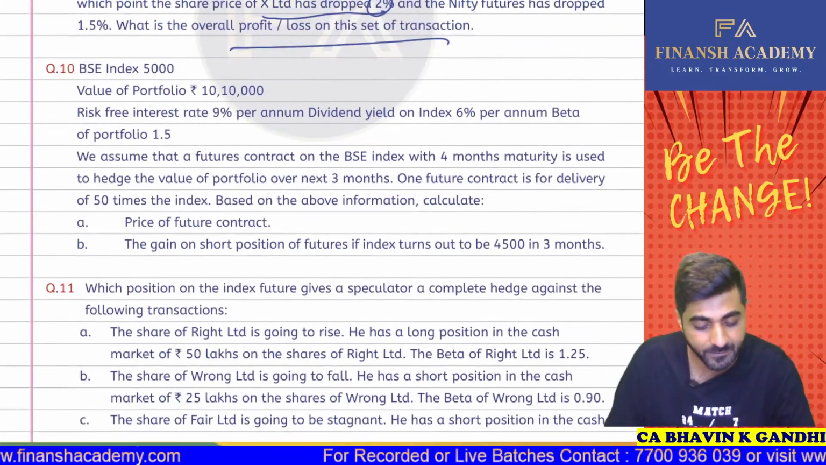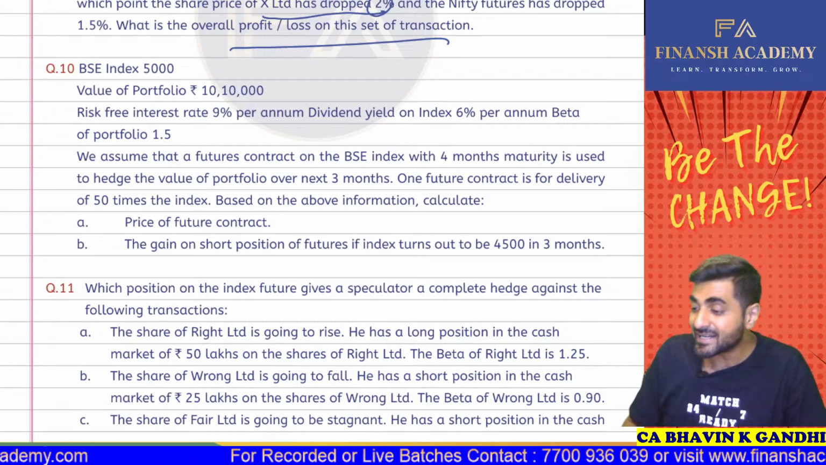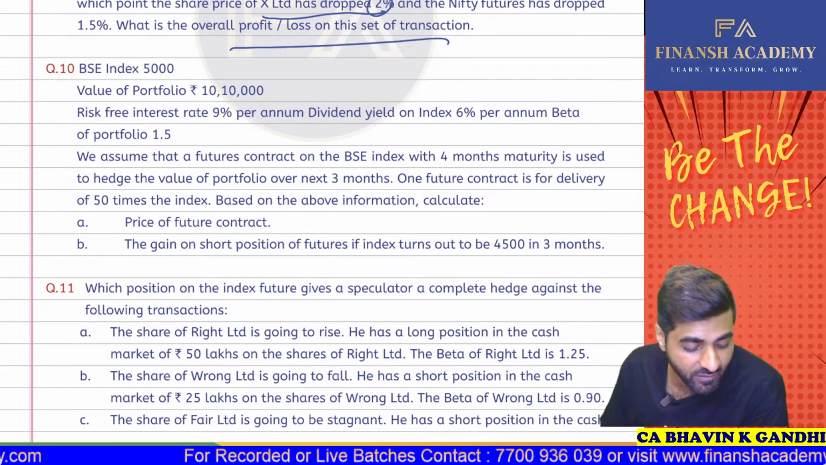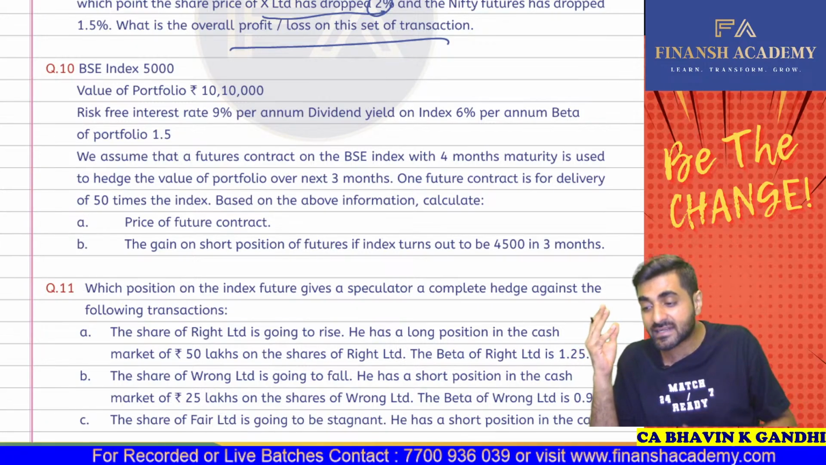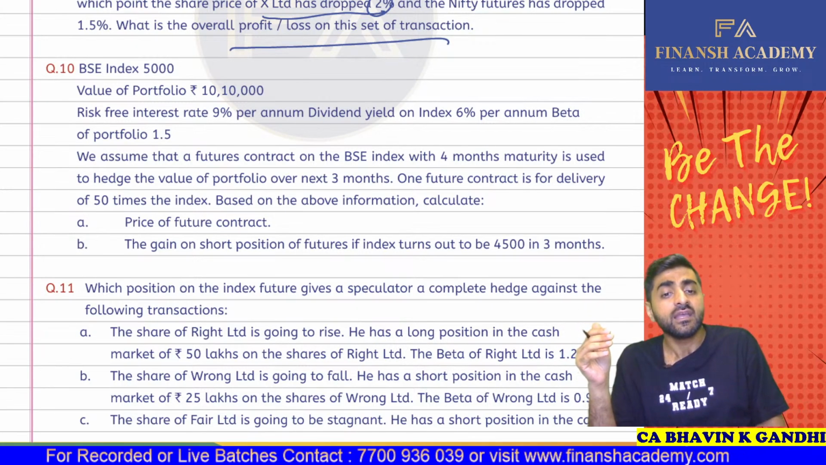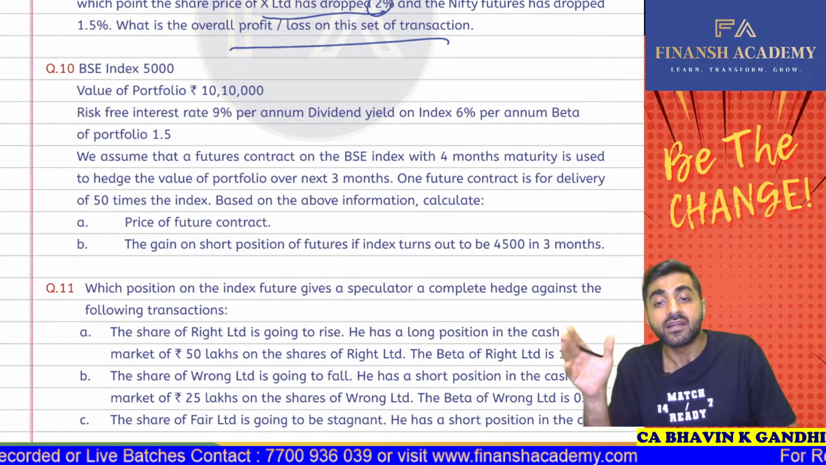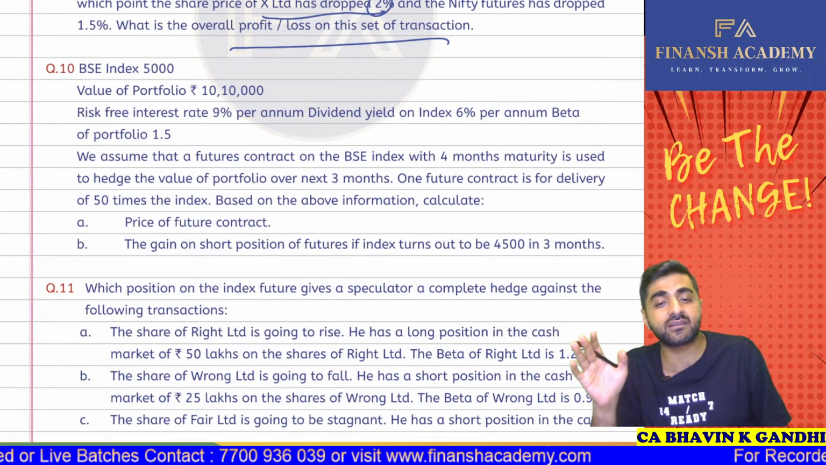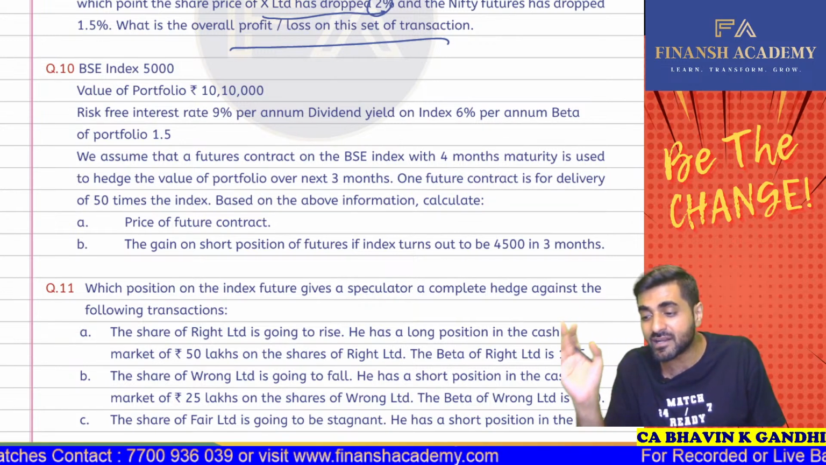So this was your question number 9. Now, what is your question number 10? We have the BSE index. The spot index is available as 5,000. We also have the value of the portfolio, which is 10,10,000. Then we have the risk-free interest rate, which is 9% per annum. Dividend yield on index is 6% per annum, and beta of the portfolio is 1.5. Now, we have the beta available.